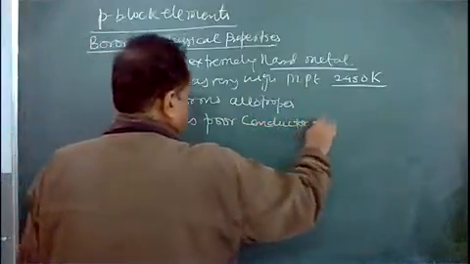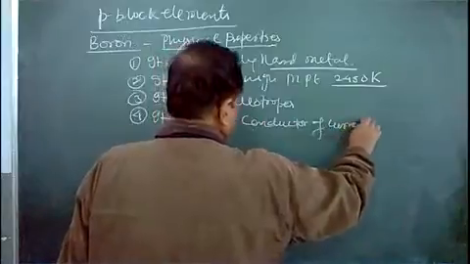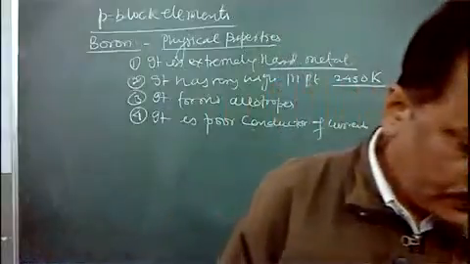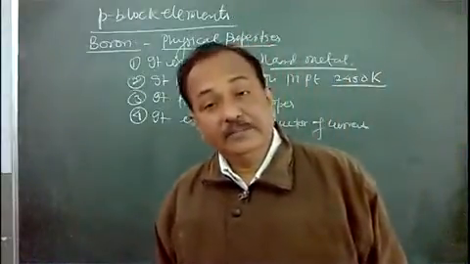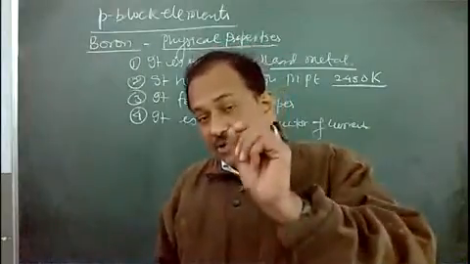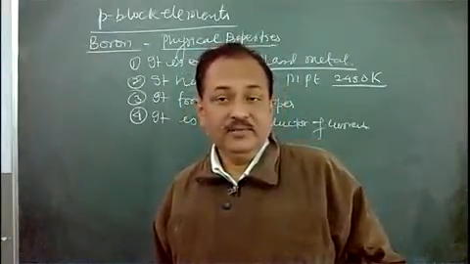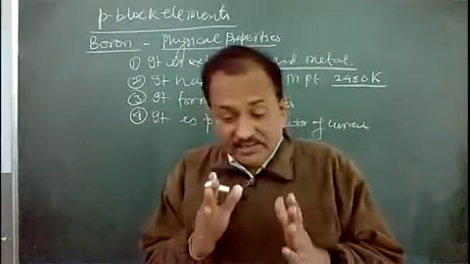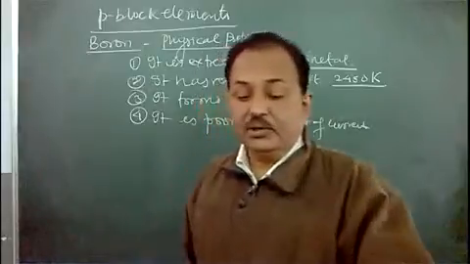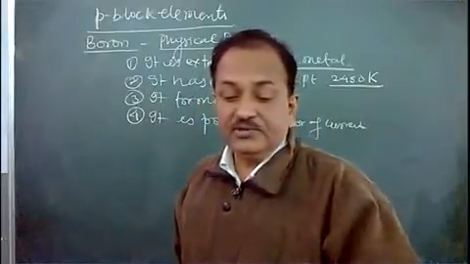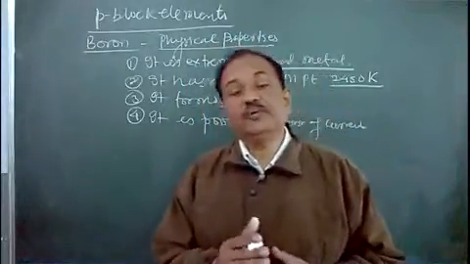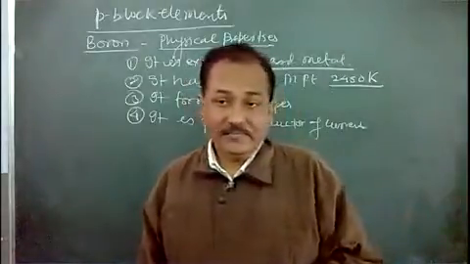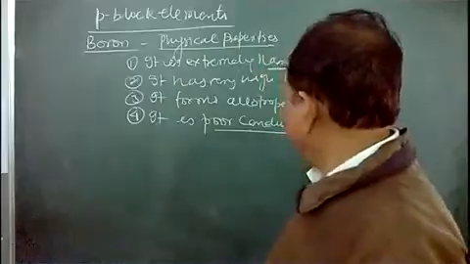Now next point is, it is a poor conductor of current, in spite of its metallic character. It has less tendency. Why? Because the size is very small, and the electrons are not so easily available. Children, conductivity depends on the ability to provide electrons for flowing easily. So here it is a poor conductor of electricity.